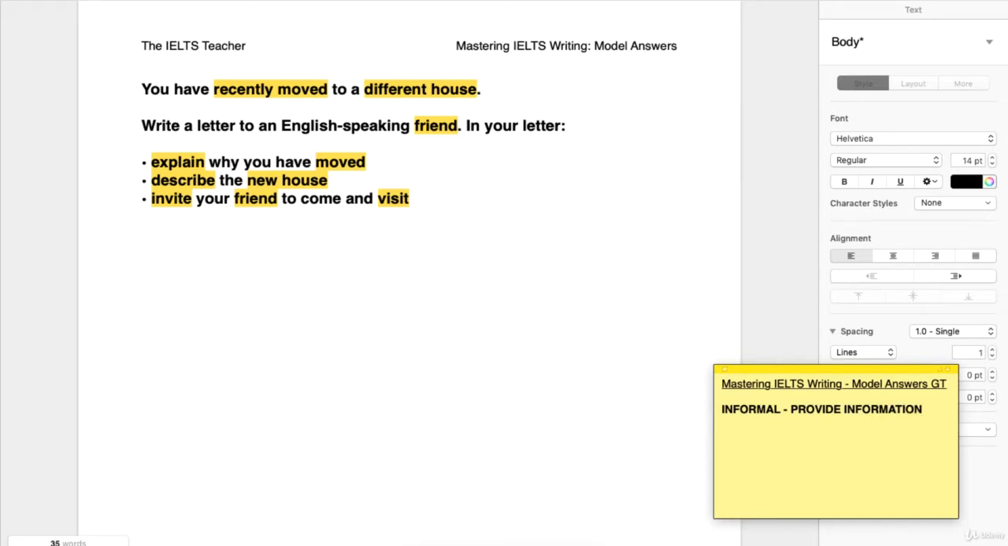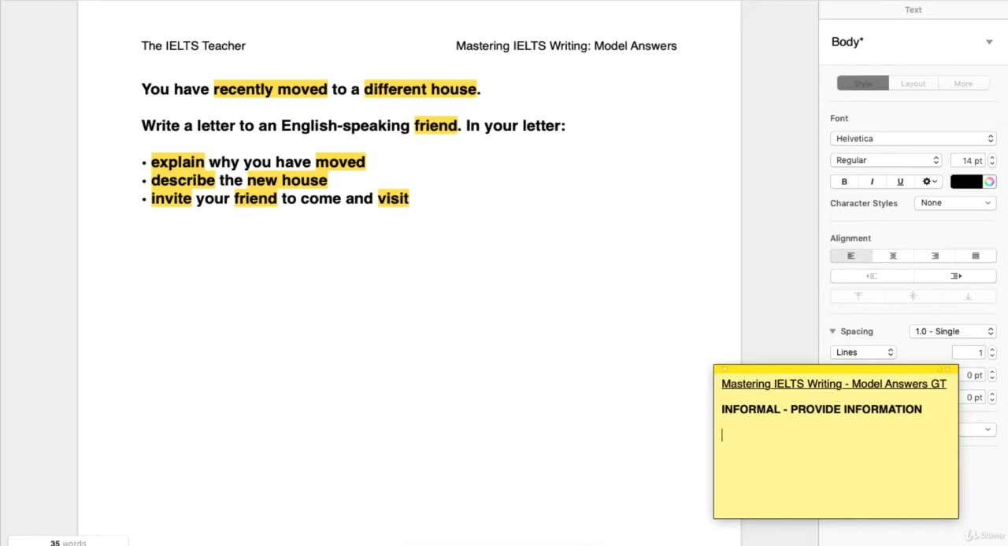Part of that information is the news itself, the fact that we've moved. Part of the information is the explanation behind it. Part of the information is a description of the new house. And then the invitation is slightly separate from that, but we can add it on to the end of the letter. So we just add that there just so that we stay on track. We know that we have a clear purpose and a clear tone, consistent. We will use the informal throughout.